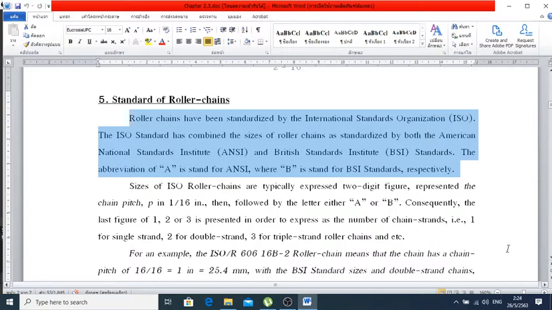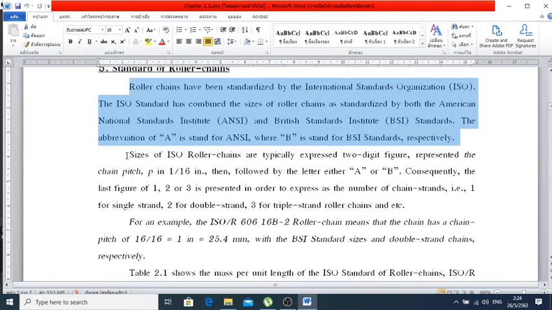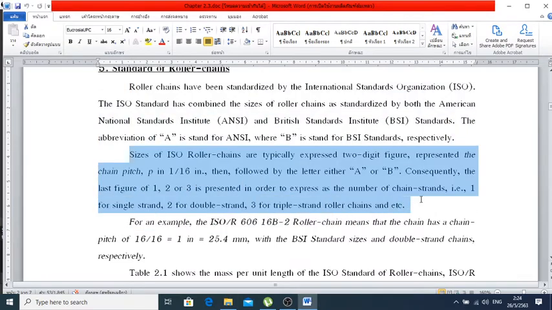Therefore, the sizes of the roller chains are typically expressed in a two-digit figure, representing the chain's pitch P in 1 over 16 inch, followed by the letter A or B. Consequently, the last figure 1, 2, or 3 expresses the number of chain strands: 1 for single strand, 2 for double strand, and 3 for triple strand, respectively.